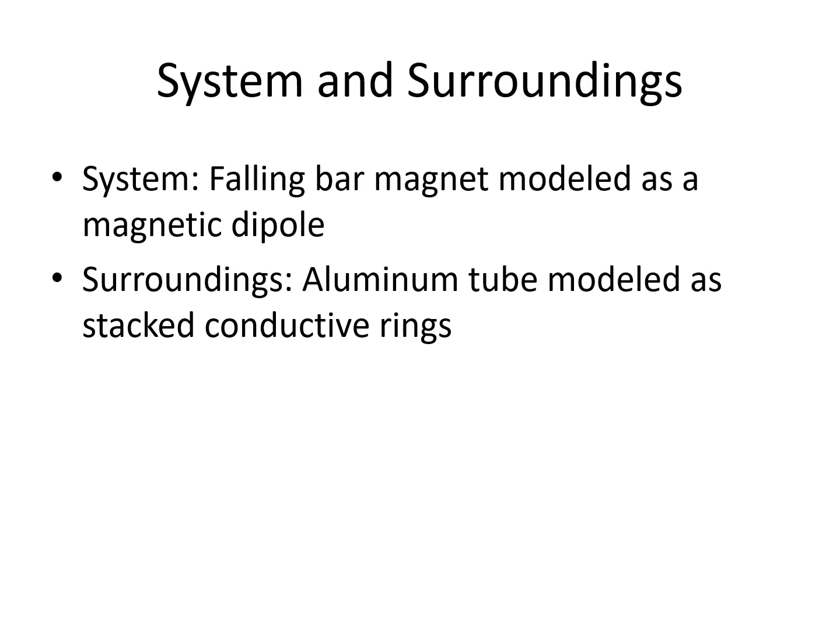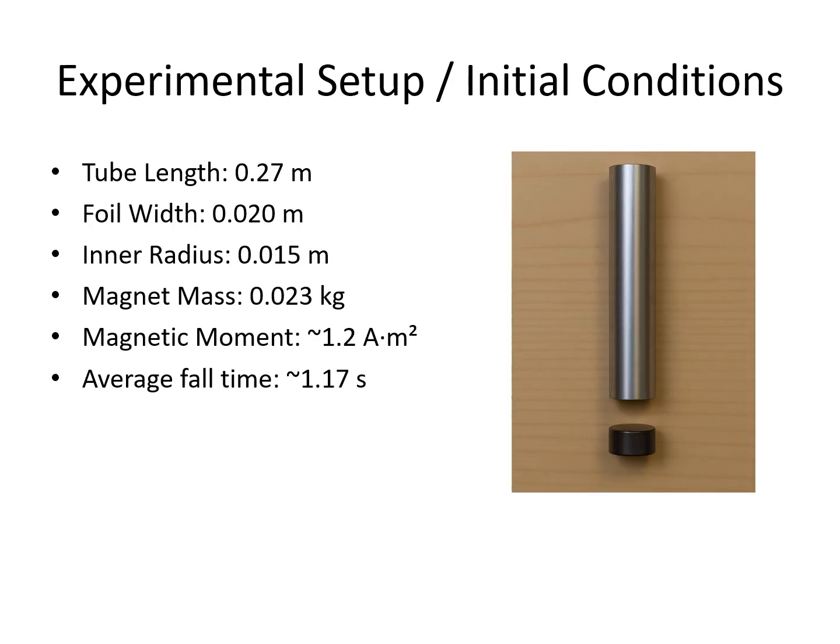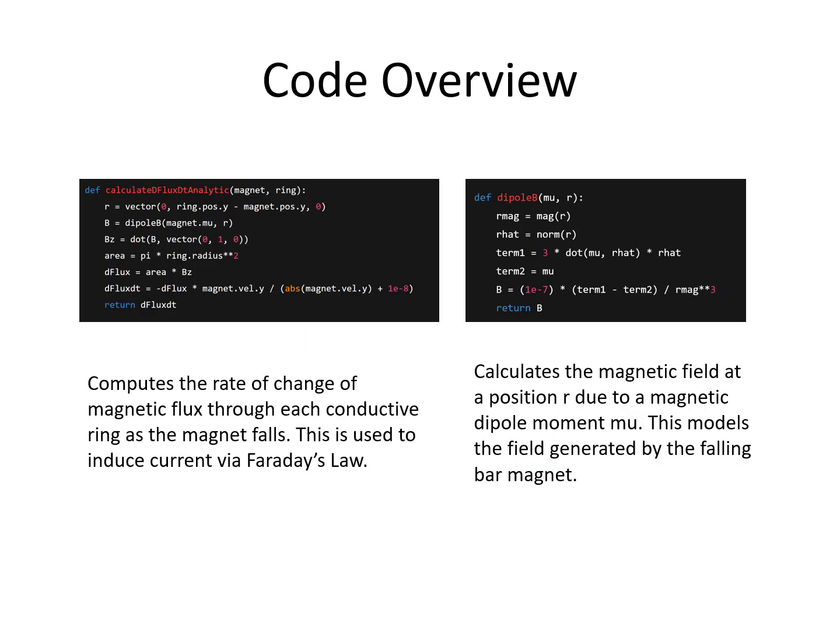For our system, the system was the falling bar magnet, and it was modeled as a magnetic dipole. My surroundings included the aluminum tube modeled as stacked conductive rings. This was the experimental setup and the initial conditions that I had. This is a picture of the setup.